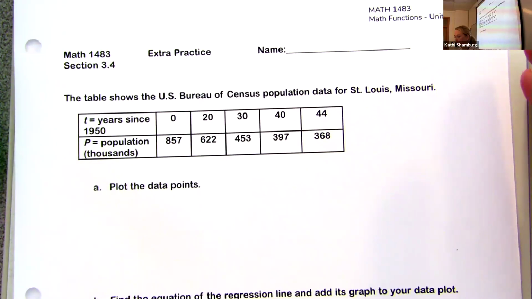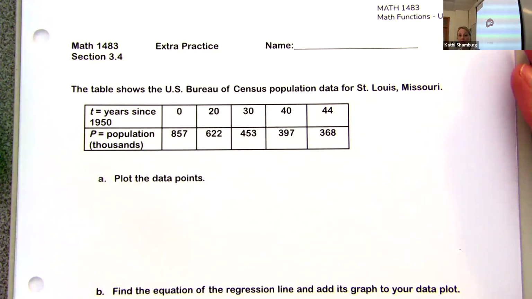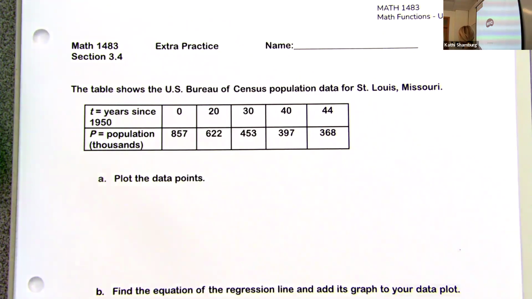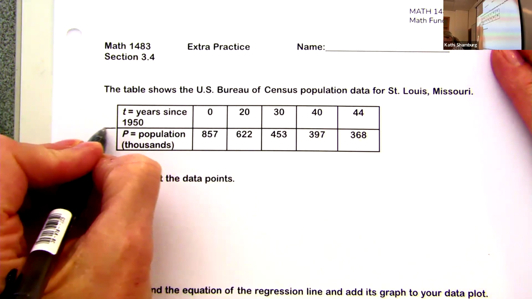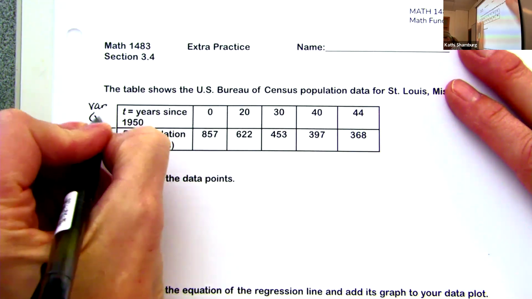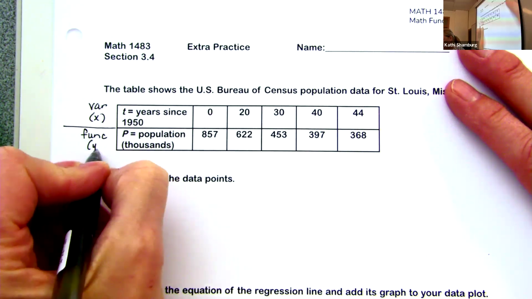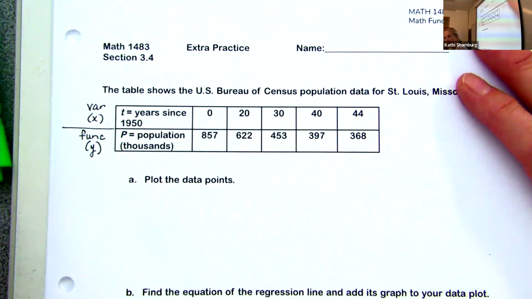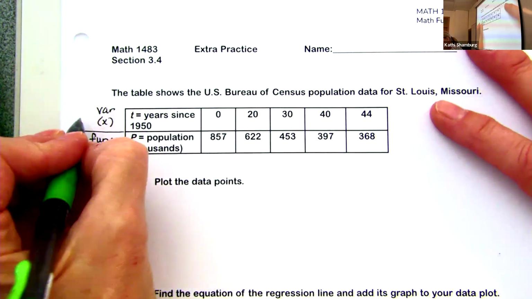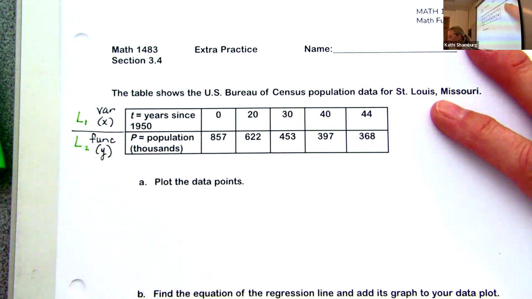This table shows the U.S. Bureau of Census population data for St. Louis, Missouri. Okay, so we have a table. So we know the top one's the variable, which in our calculator is X. The bottom one is the function, which in our calculator is Y. And then we know that the variable always coordinates with list 1 and the function list 2.